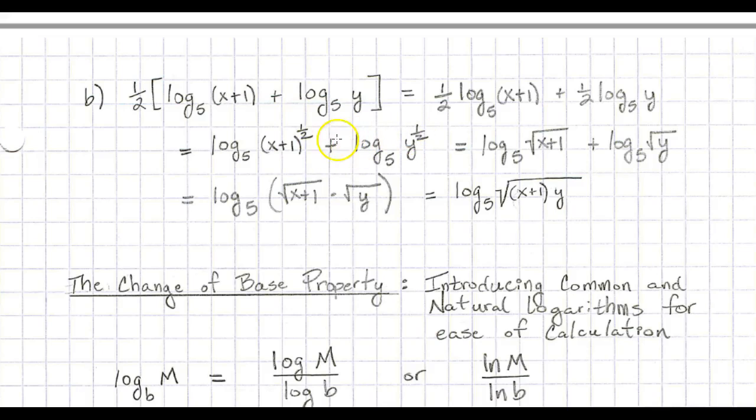Then I have a sum of logs where the base is the same, so I can combine them by multiplying. Well, notice I first took the square roots, but then it's log base 5 of the square root of x plus 1 times the square root of y. So it's log base 5 of the square root of x plus 1 quantity times the square root of y. That is now contracted into a single logarithmic function of the same base 5.